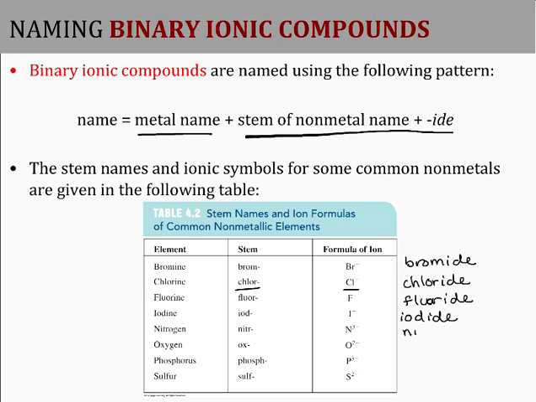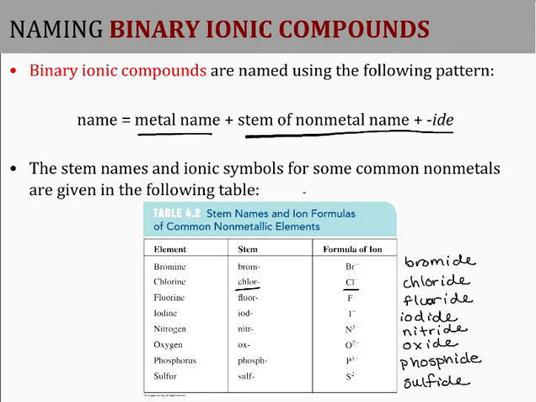Nitrogen becomes nitride. Oxygen is oxide. Phosphorus is phosphide. And sulfur is sulfide. So these are all of the ion names for nonmetals. Now there's a few others that we didn't cover, but these are the more common ones that you'll come across.